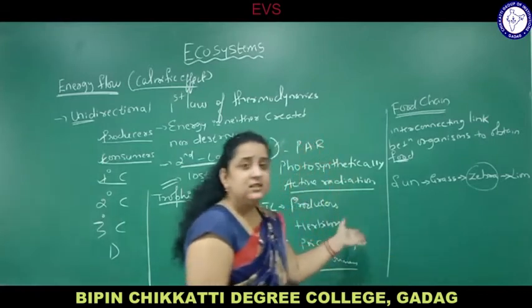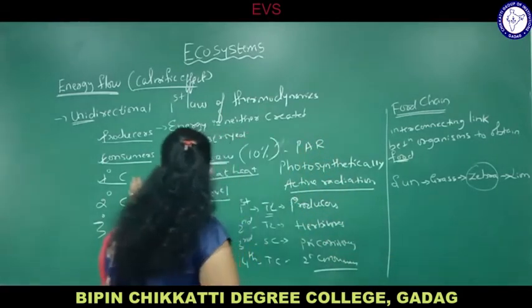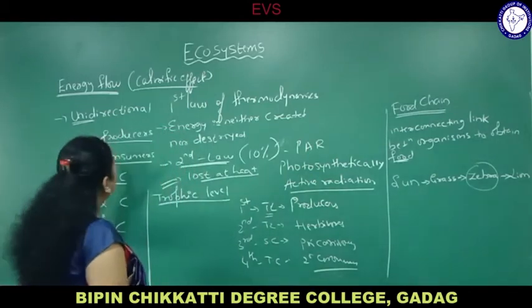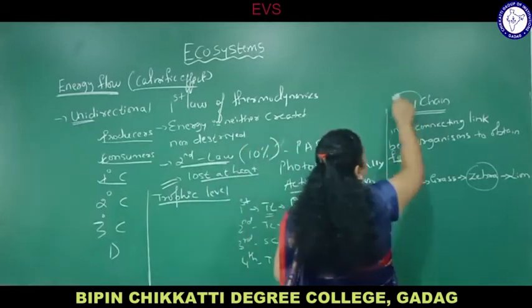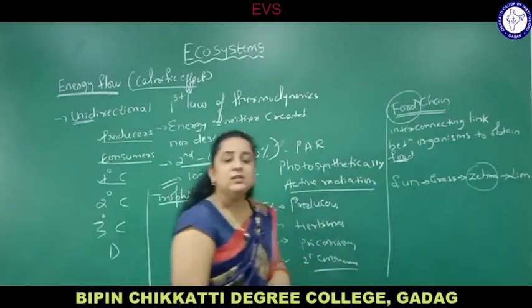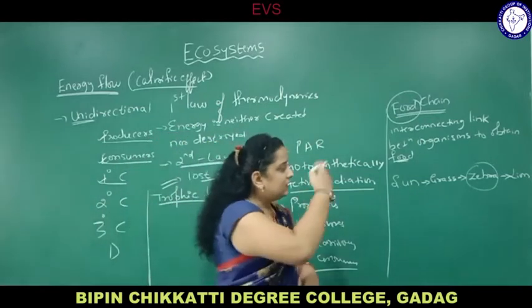To obtain energy, what do we require? We require food to get energy. Then that energy is transferred through different trophic levels. That is what we are studying, energy flow. Where does energy come from? Energy comes from the food. How is energy obtained? By the interconnected food chain. Chain means they are interconnected.